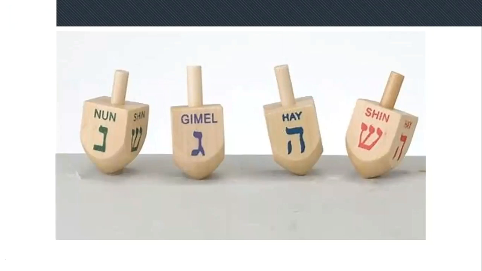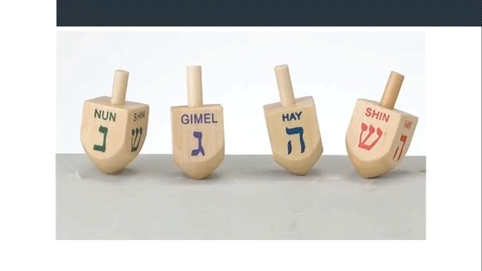If you've been at Hadash for a while, you've heard this before. They were the rules for the game when it was played in Yiddish. Nun was nisht, nothing. Gimel, ganz, the whole thing. Hey was halb, half, and shin was shtel ein, put one in. We know this because we found medieval German tops with an N, a G, an H, and an S in the Latin alphabet on them with that same meaning.